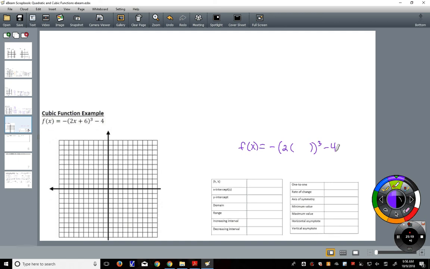It was 2x plus 6. Now it's going to be 2 times what? X plus 3. Okay? The 2 is still inside the cubing, but it's separated from the little x minus h group that we were looking at. Okay?